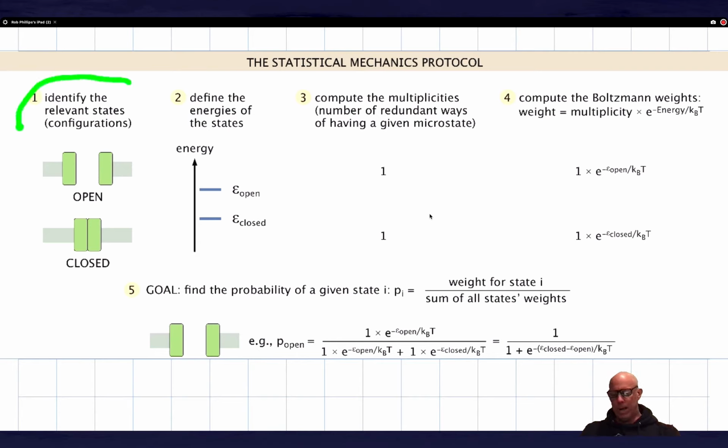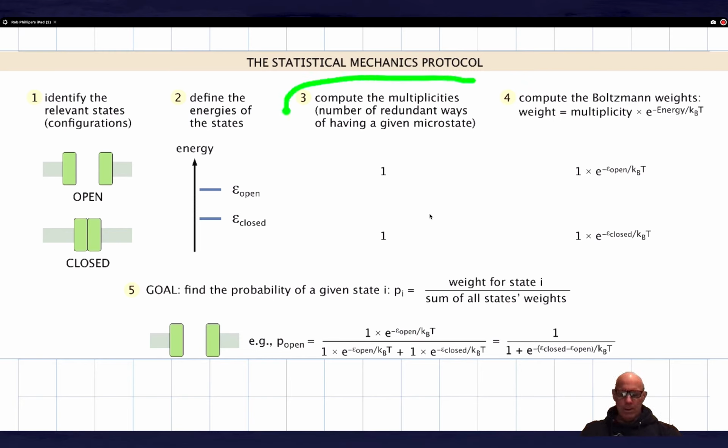The first thing we do is we identify the relevant states or configurations, and here I'm going to use the example of an ion channel as a window onto the more general prospect of using the Boltzmann distribution. So I only have 2 states for my model ion channel, the open state shown on the top and the closed state shown on the bottom. So I have identified the relevant states here, open and closed. Next thing I do is I find the energies of those states. So I expect that the energy of the closed state is going to be lower than the energy of the open state. That is to say that I expect, in general, to find the channel in the closed state.